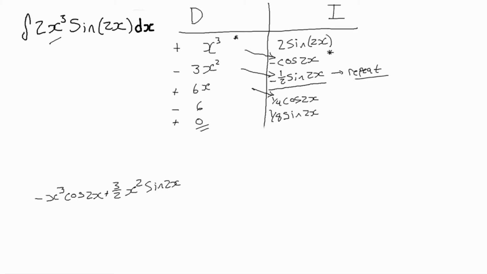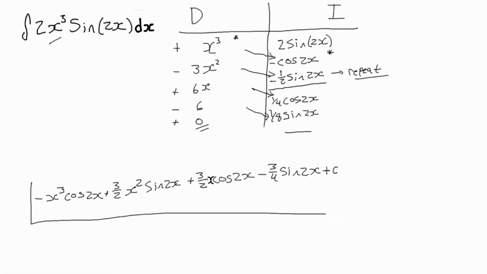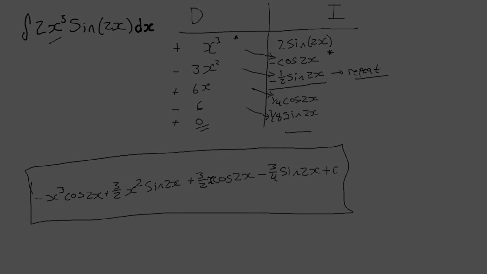And then these two terms, plus 3 over 2 cosine of 2x. And finally these two terms, minus 3 over 4 sine of 2x. And since this side has run out of elements, we're finished. This is our final answer. And that's how you integrate 2x cubed sine of 2x.